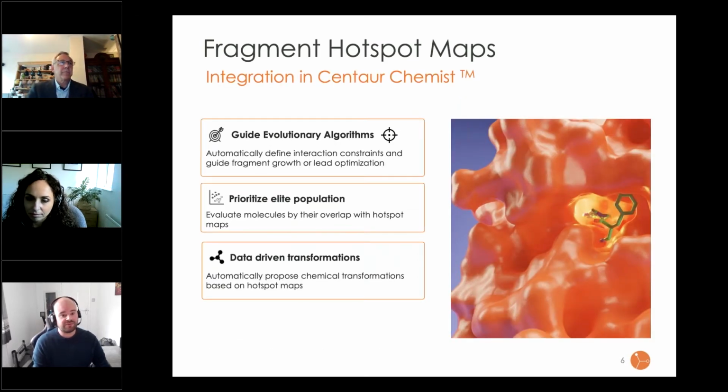And in terms of how we integrate this with the Centaur Chemist platform, as I mentioned, we're going to use these interaction constraints to help guide the evolutionary algorithms, whether we're growing from fragments or lead optimization. Use the overlap with the hotspot maps to prioritize the best designs. And finally, have data-driven transformations. So can we automatically propose chemical transformations based on these hotspot maps? And one of the ways of doing this is using CrossMiner, which I will use in the example later.